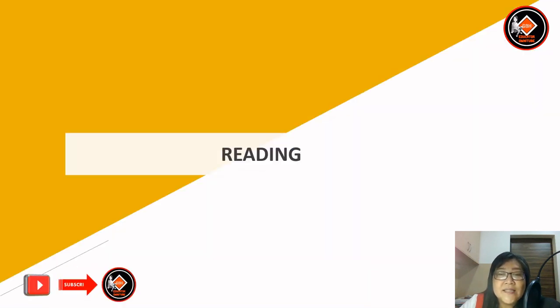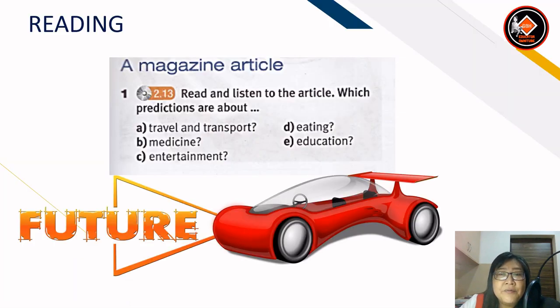Yes, students, let's continue the lesson with reading. For reading, you are going to read and listen to the article. So this article is about, what is it about? Okay, so read and listen. So the question is, which predictions are about: A. Travel and transport. B. Medicine. C. Entertainment. D. Eating. And E. Education.